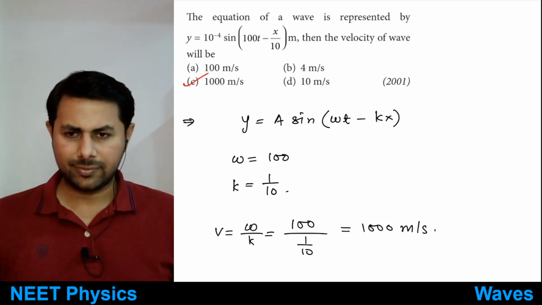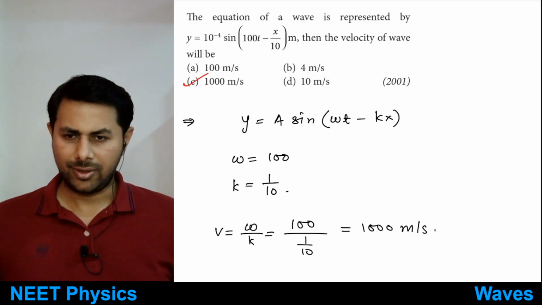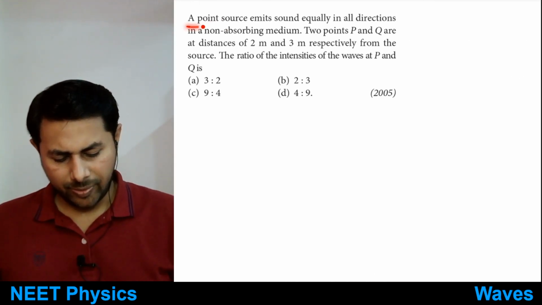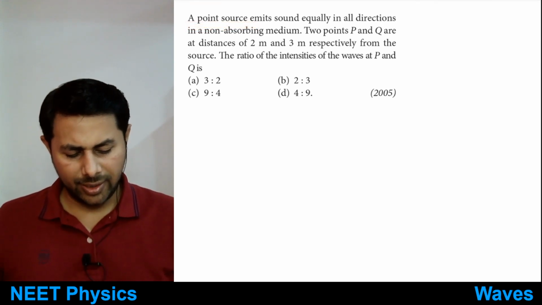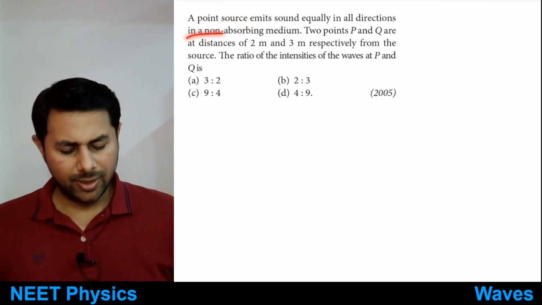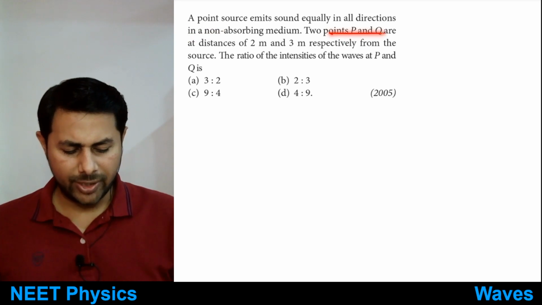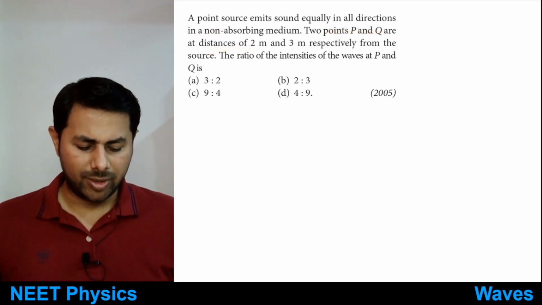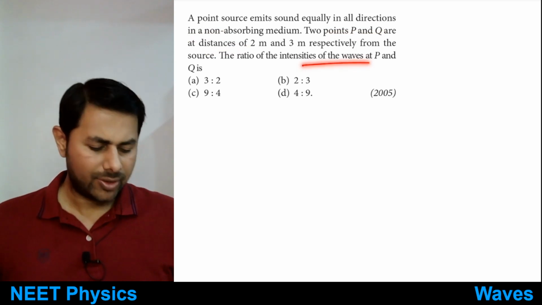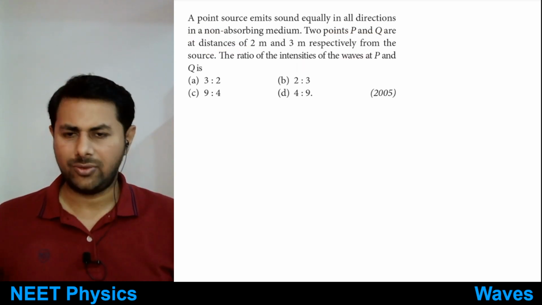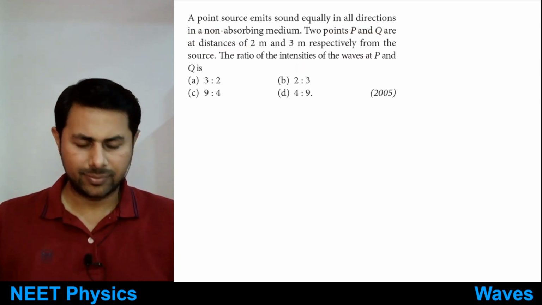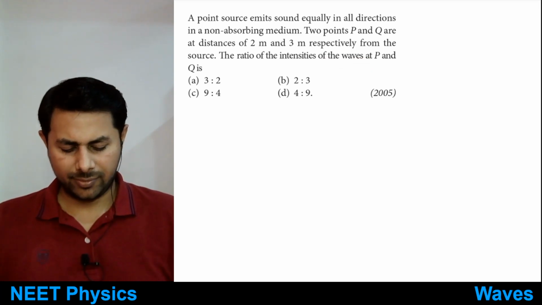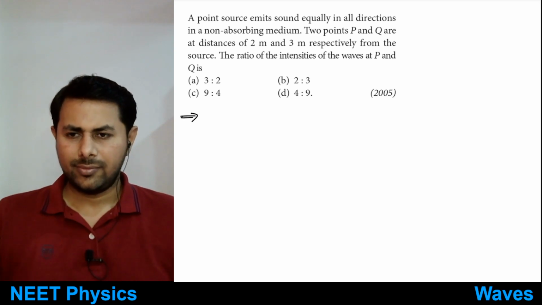All right, good. Let's see the next one. A point source emits sound equally in all directions in a non-absorbing medium. Two points P and Q are at distances of 2 meters and 3 meters respectively from the source. The ratio of intensity of waves at P and Q is, tell me. Anyone?